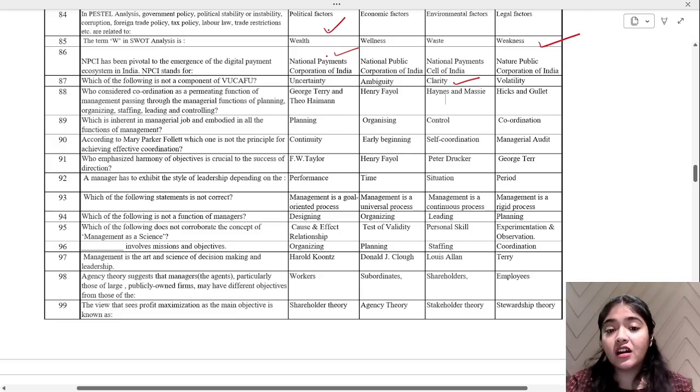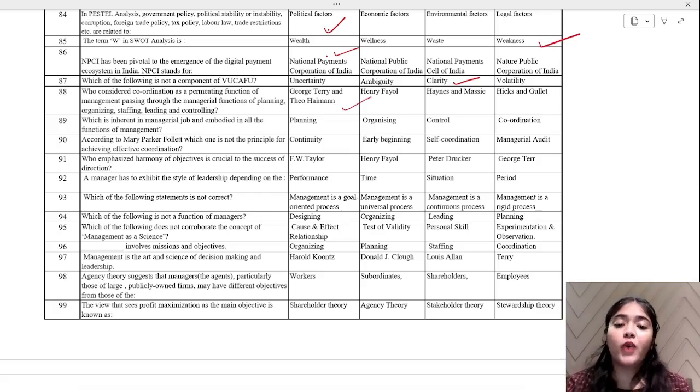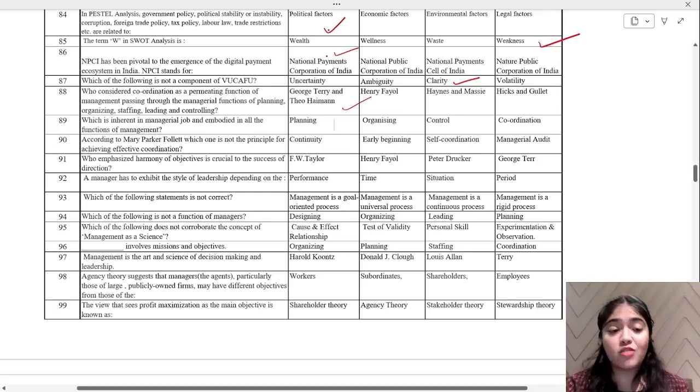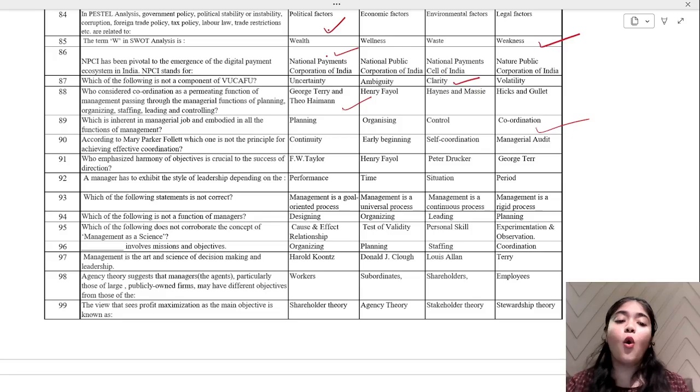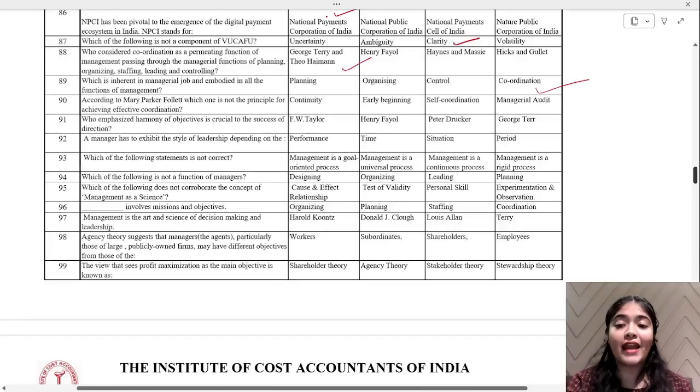George Terry and Theo Hyman, or Henry Fayol, or Hannes and Massey, or Hicks and Goulet? Tell me, what do you think is the correct answer for this? Yes, George Terry and Theo Hyman, sorry, which is inherent in managerial job and embodied in all functions of management: planning, organizing, controlling, or coordination. Yes, you are right. Coordination is important in all, embodied in all functions of management.